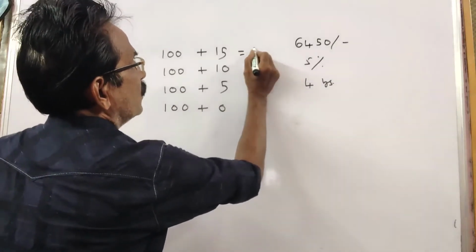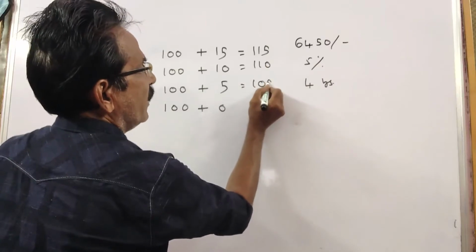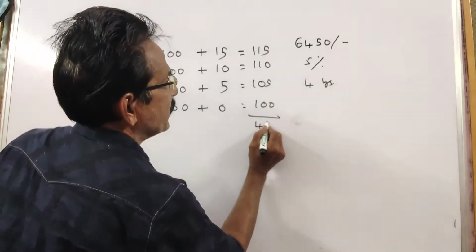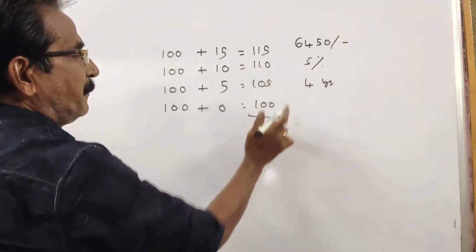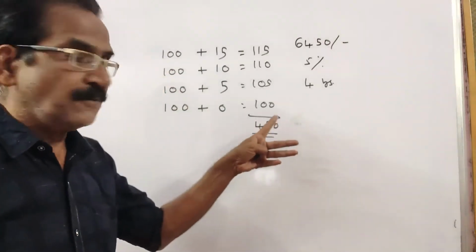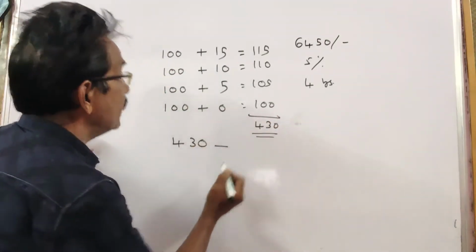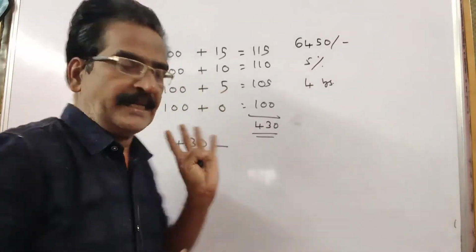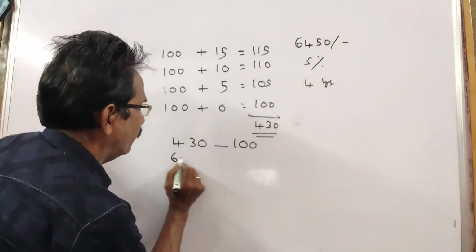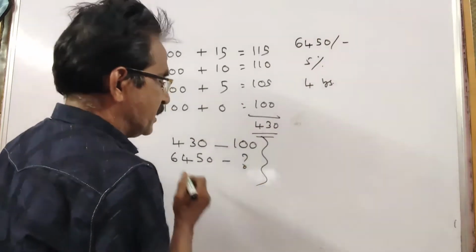See, the total amount comes to 115, 110, 105, 100. The total comes to 430 rupees. So if the total due is rupees 430, the installment must be 100. If the total amount is 6450, then what could be the installment?